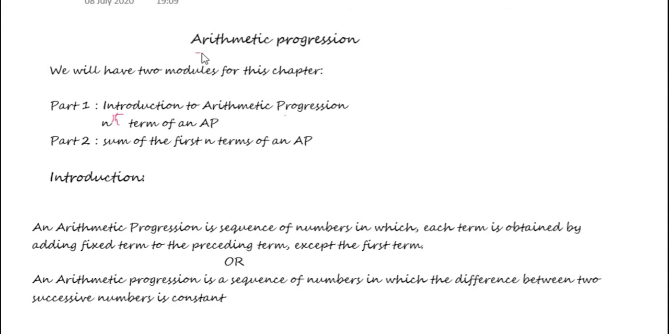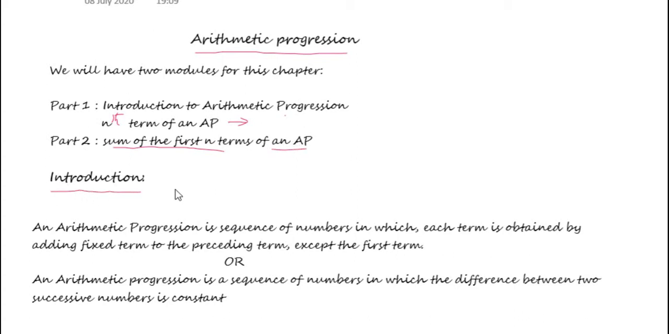Arithmetic progression. We will have two modules under this chapter. This is the first module, part 1. This module will have introduction to arithmetic progression and also how to find out the nth term of an AP and problems related to that. Part 2 module will have how to find out the sum of the first n terms of an AP and problems related to that.